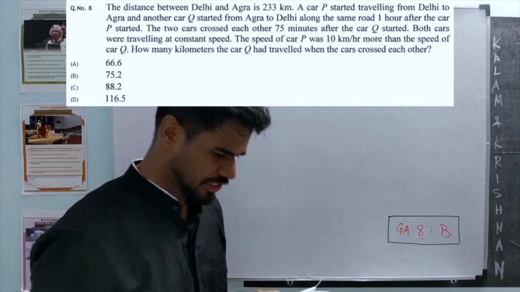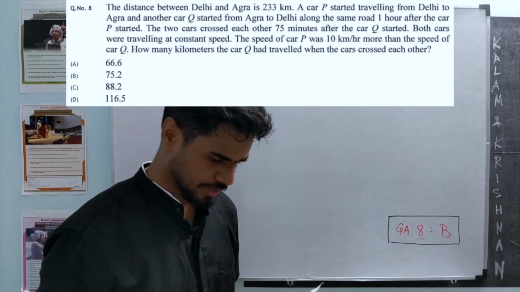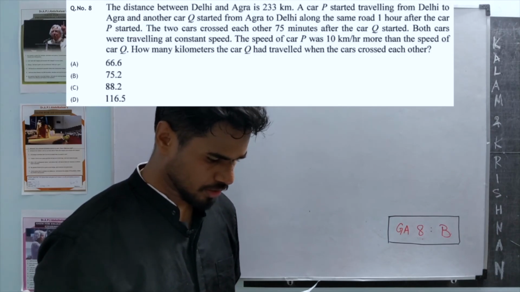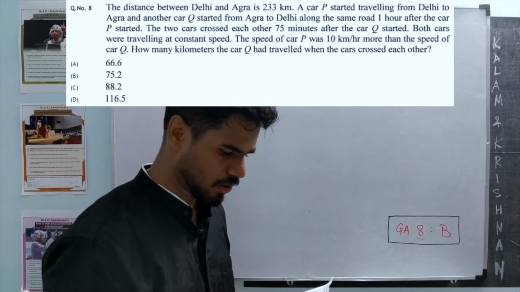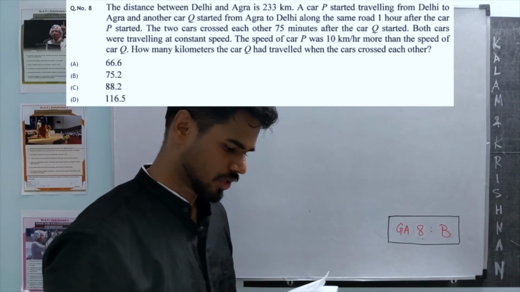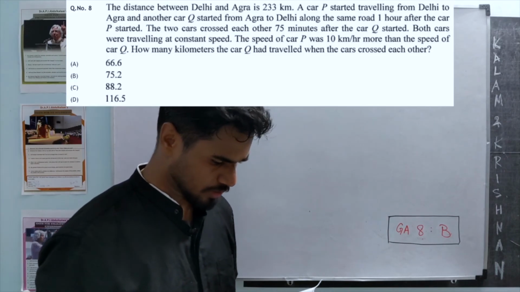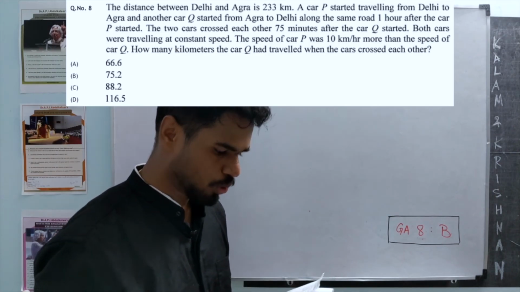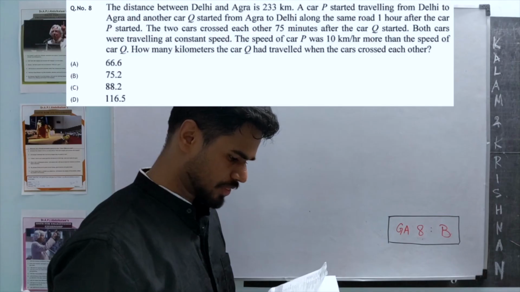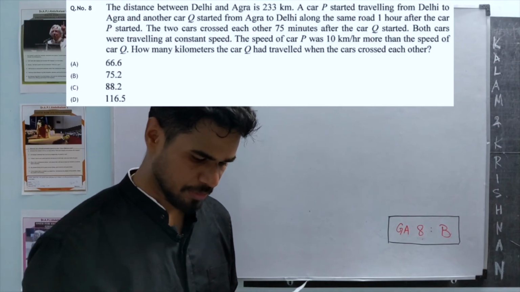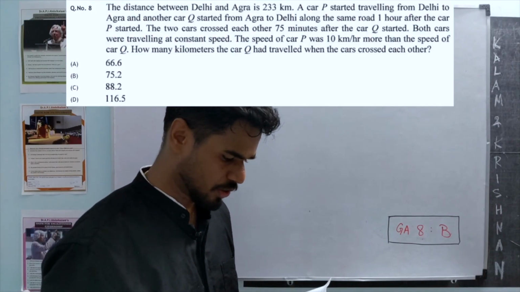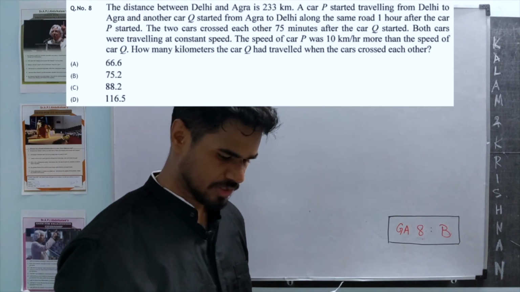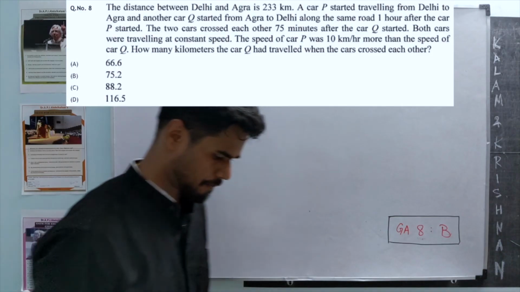Eighth question. The distance between Delhi and Agra is 233 kilometers. A car P started traveling from Delhi to Agra, and another car Q started from Agra to Delhi along the same road 1 hour after the car P started. The two cars crossed each other 75 minutes after the car Q started. Both cars were traveling at the same speed. The speed of car P was 10 km per hour more than the speed of car Q. How many kilometers had car Q traveled when the cars crossed each other?